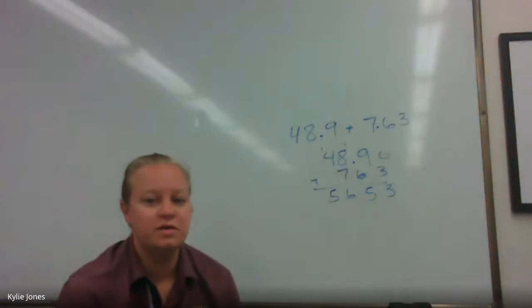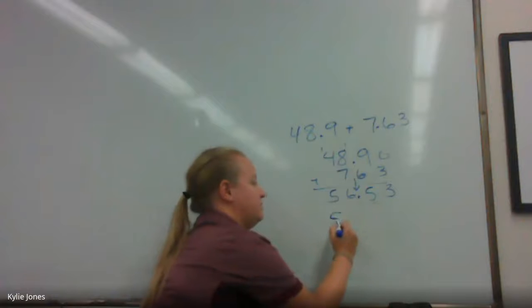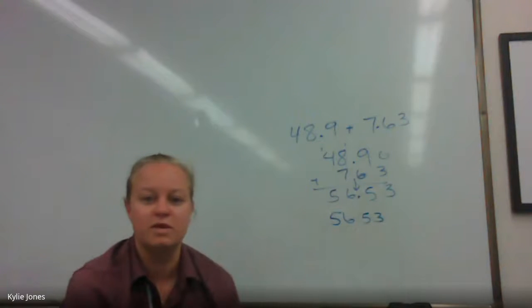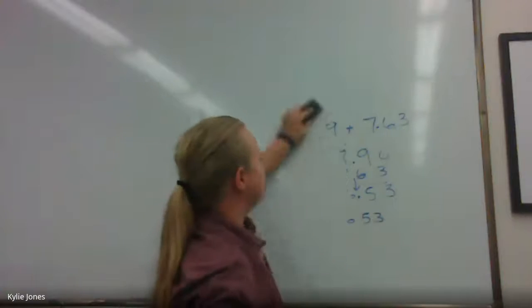Then, Charles, how'd you know where to put your decimal? Because there's two decimals right there. I just put it down. Good. Bring it straight down, right in between. So 56 and 53 hundredths, which is what you guys got. Looking good. One more adding? Yeah? Okay, let me make it up.